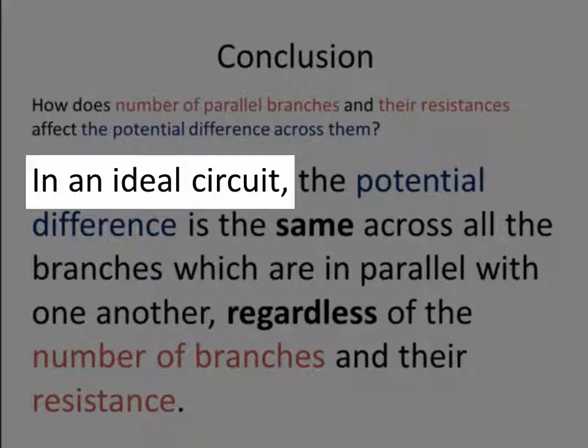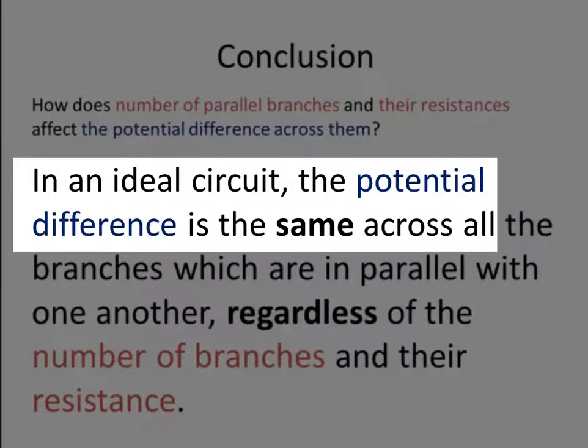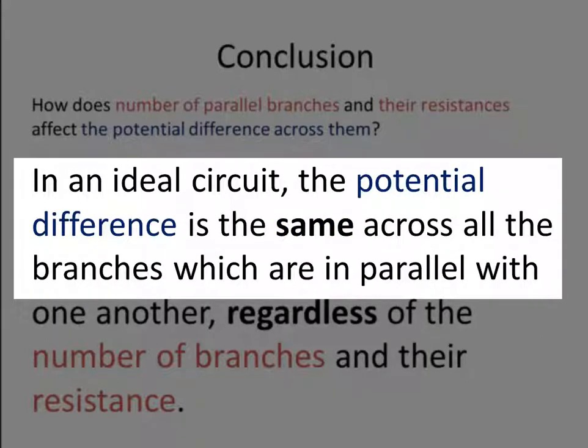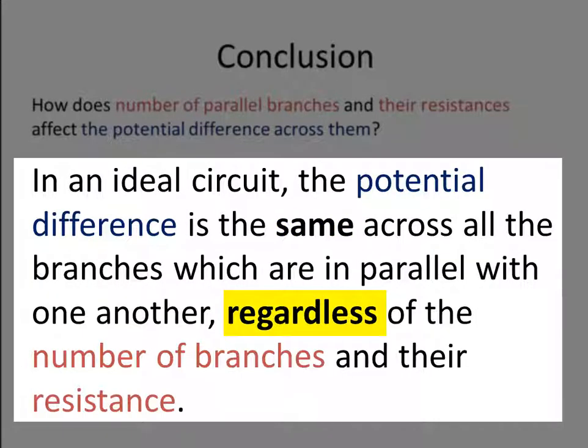If you could have perfect batteries like in my simulation, or very, very fresh ones, then you would find this conclusion. In an ideal circuit, the potential difference is the same across all the branches which are in parallel with one another, regardless of the number of branches and regardless of their resistance. Regardless means it doesn't matter what the number of branches is. It makes no difference how many branches you have and what the resistance is. All of those branches that are in parallel with one another have the same potential difference across them.